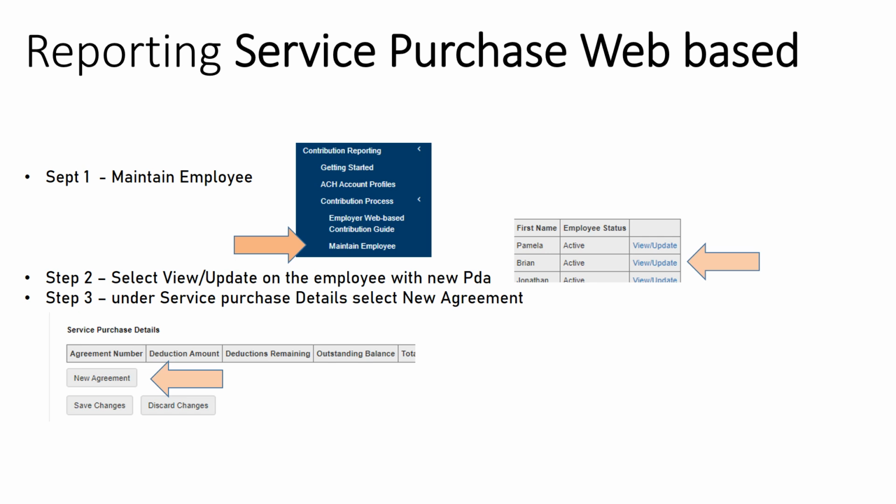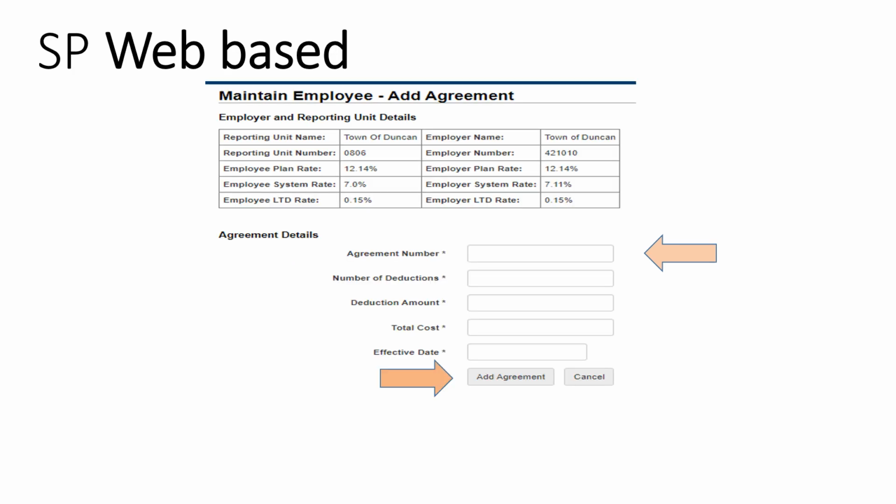Under Service Purchase Details, you will see the Agreement button. Select New Agreement. This will now allow you to enter the details of the PDA. You will start by entering a new agreement number. Each site has their own system for this number. Please make sure not to duplicate a service purchase number that has previously been used for this same employee.